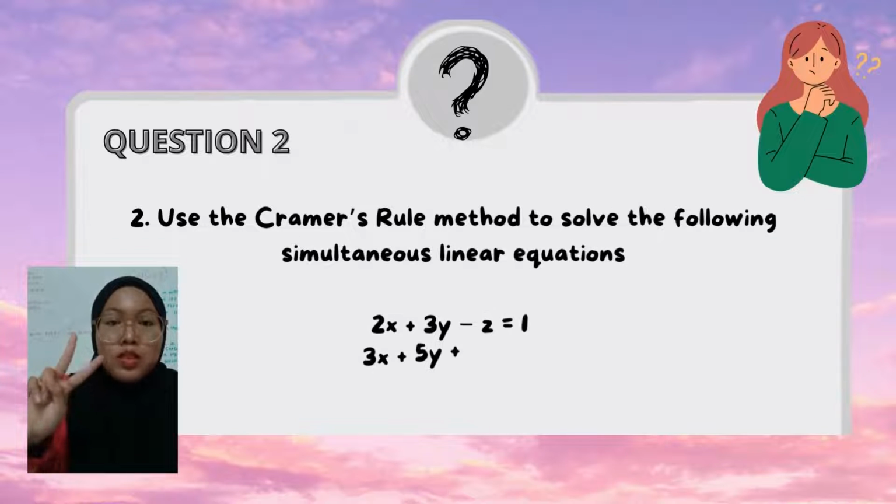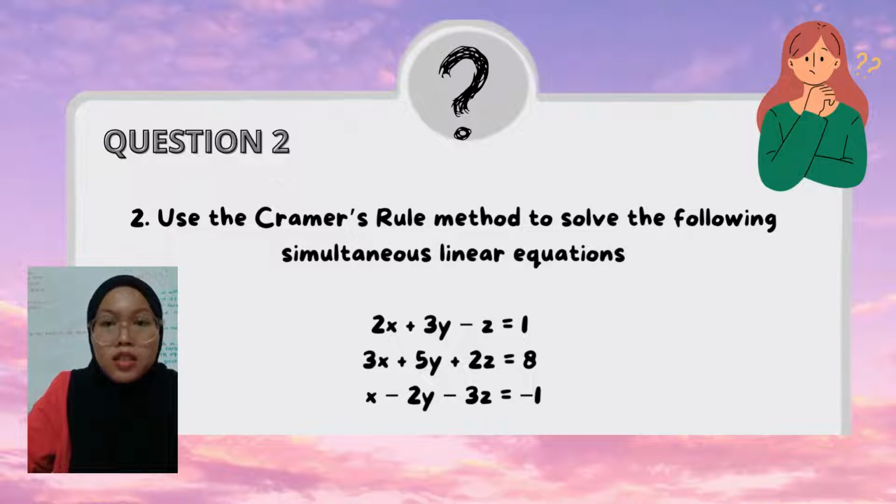Question 2. The question is to use Cramer's rule method to solve the following simultaneous linear equations. The first line is 2x plus 3y negative z equal 1. The second line is 3x plus 5y plus 2z equal 8. The third line is x negative 2y negative 3z equal negative 1.